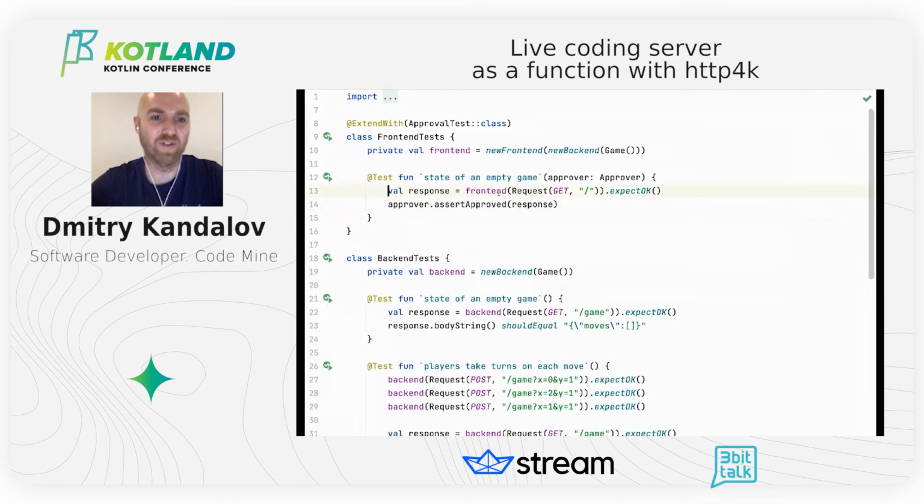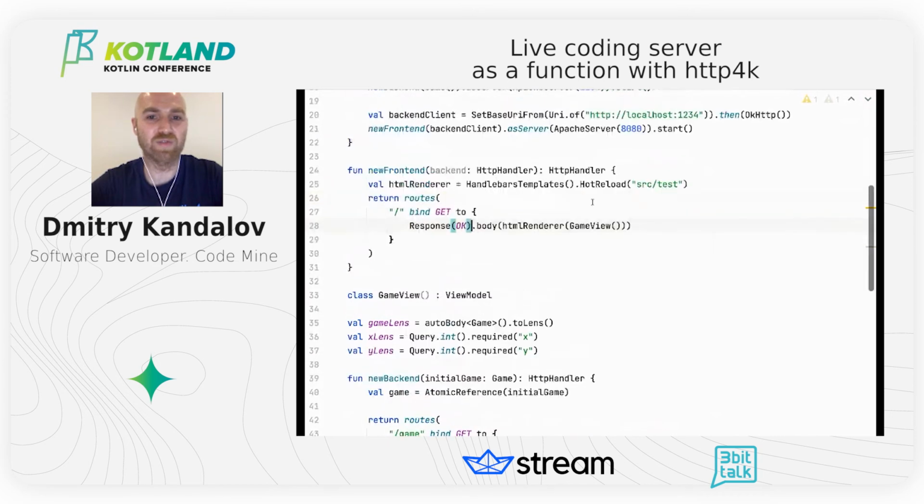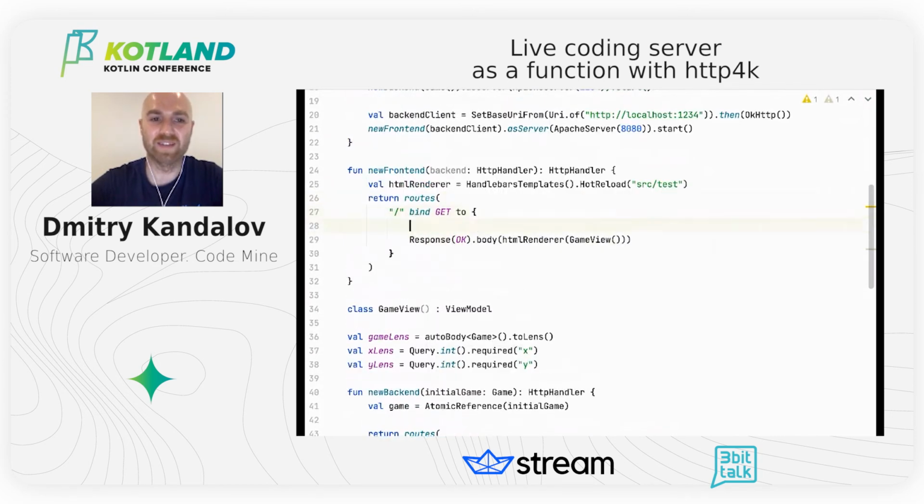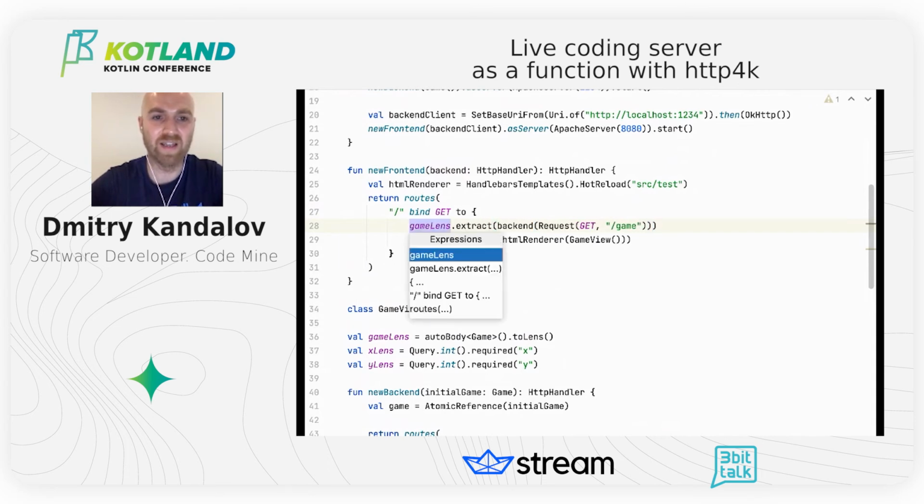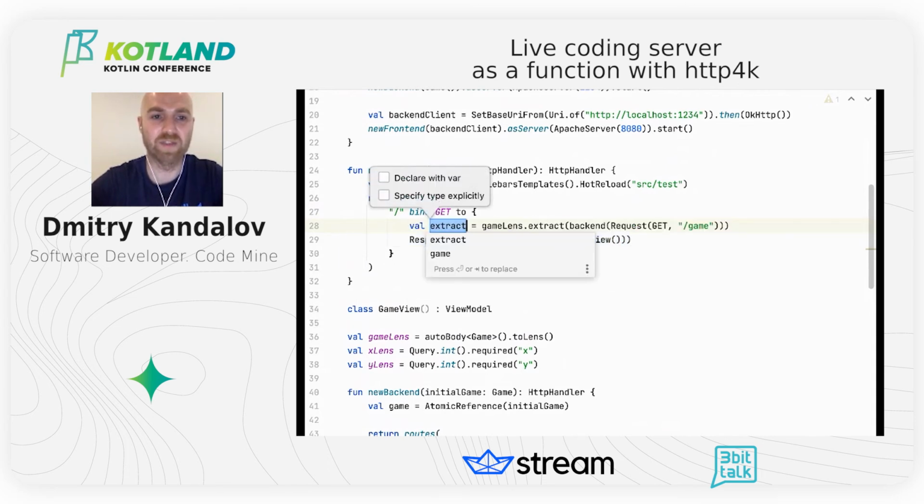Moving on with our implementation, we don't want to just return an empty game view. We want to request the game from the backend. So we can just do a GET request to the backend. As you can see, this is quite easy. What we get back is a response with JSON. And luckily, we still have game lens here. So we can just say game lens extract. That's the getter functionality of the lens. And we get back the game. So that's quite straightforward.